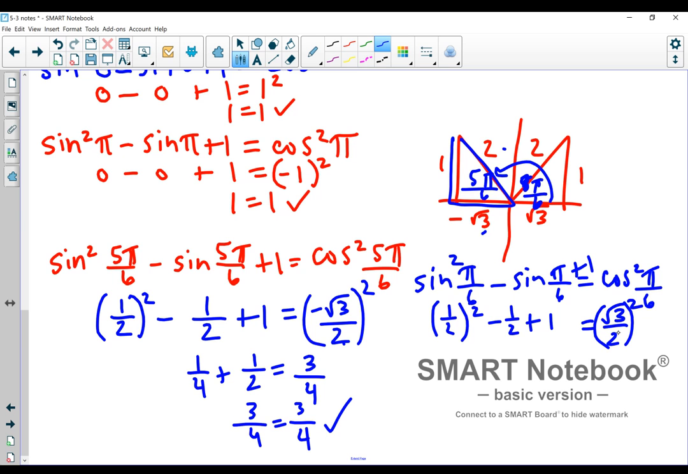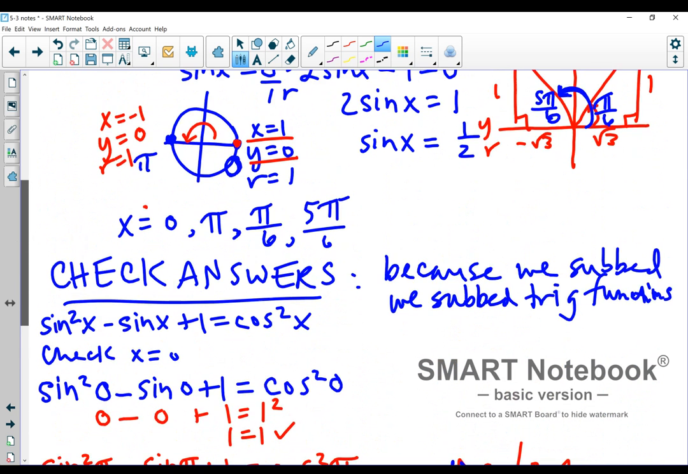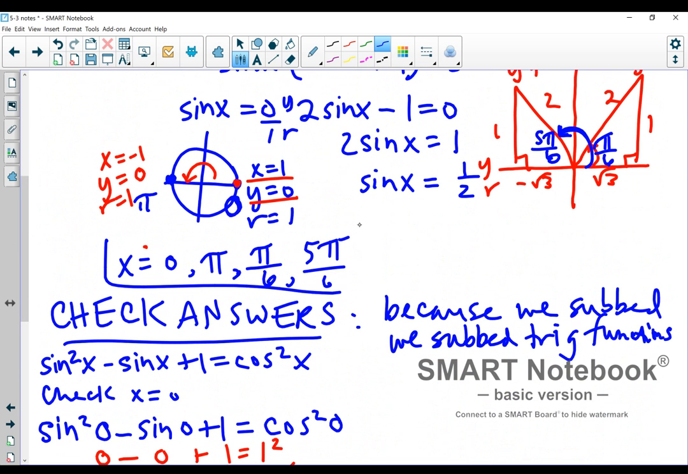So I can already tell if this is a positive because I'm squaring it, I'm going to get exactly the same value as the last time. I will get 3/4 equals 3/4. So it turned out on this one, even though we subbed like that, all of our solutions actually worked. So I know it feels like we wasted our time, but it's definitely good for you to see an example like that.